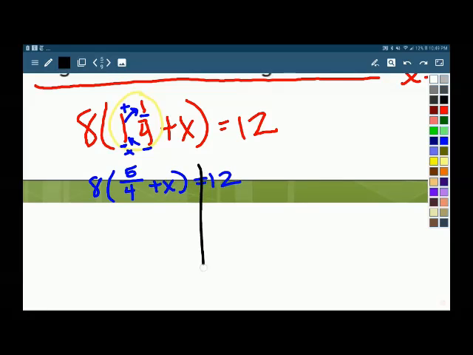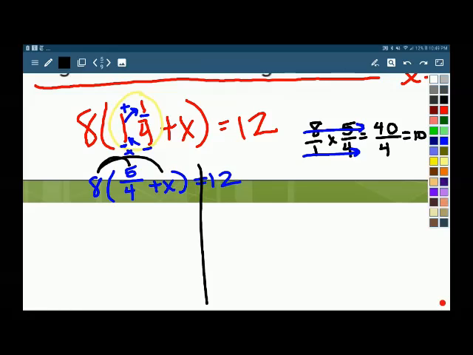Let's draw our line. Use the distributive property. 8 times 5/4, I'm just going to do a little side note over here. 8, or 8 over 1, times 5 over 4. We're just going straight across with the multiplication. Numerators times numerators, denominators times denominators. 8 times 5 is 40. 1 times 4 is 4. And then 40 divided by 4 is 10. So that actually gives us something nice. We don't have to deal with fractions now that we've distributed the 8 in. So I have 10 plus 8x is equal to 12.